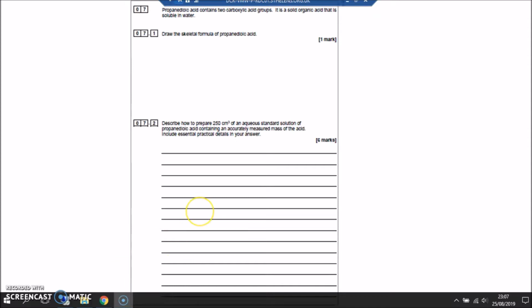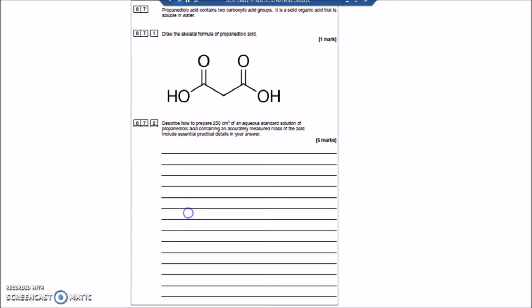It's an organic solid that's soluble in water. Draw the skeletal form of propanedioic acid. For skeletal form, you draw dots or corners on a line for carbons, and you're not going to draw any H's on the CH2's. You leave the H's off. You have to draw the H on the OH to show that it's an OH and not just an O.